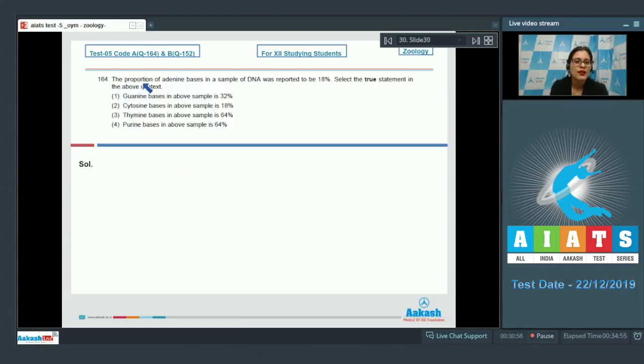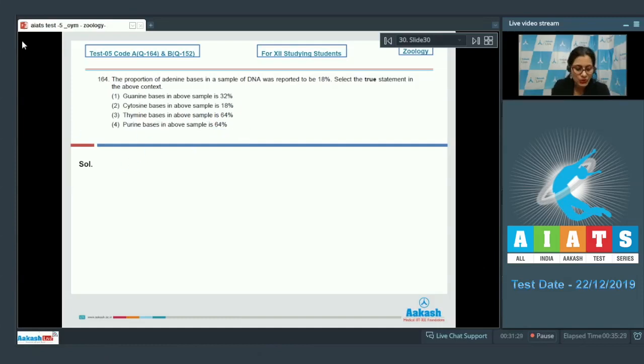Question number 164. The proportion of adenine bases in a sample of DNA was reported to be 18%. Select the true statement in the above context. The very first option given is guanine bases in above sample is 32%. Second option is cytosine bases in above sample is 18%. Third option, thymine bases in above sample is 64%. And the last option is purine bases in above sample is 64%.